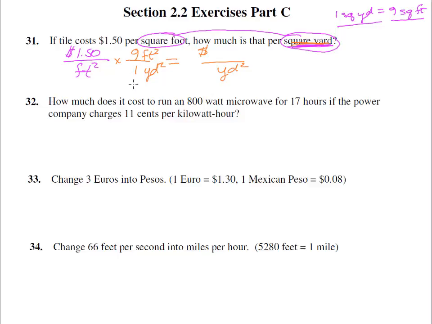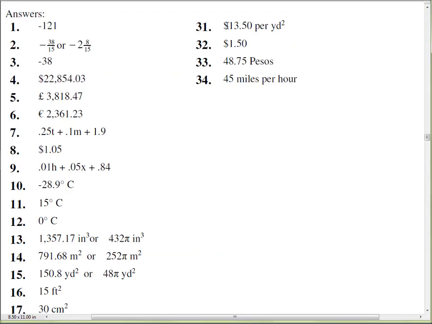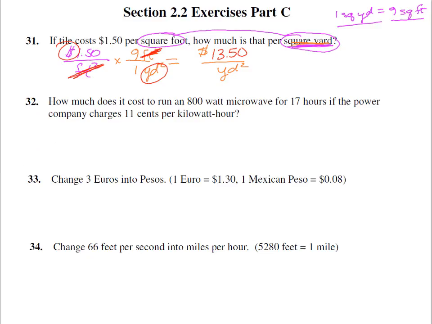Okay, now we can multiply them and we'll see, yes, indeed, feet squared cancel, and we have dollar per square yard ending up as our answer. So we have $1.50 times 9, and we get 13.50. Let's double check our answer. And yes, there it is, $13.50 per square yard. Good. Number 32. How much does it cost to run an 800 watt microwave, so 800 watts, for 17 hours?